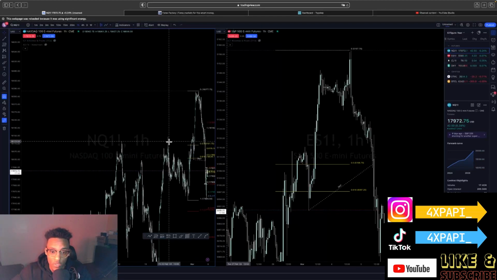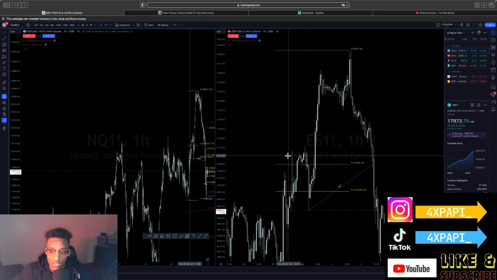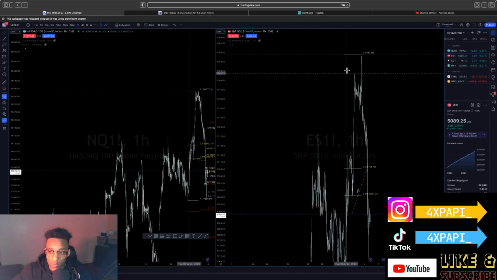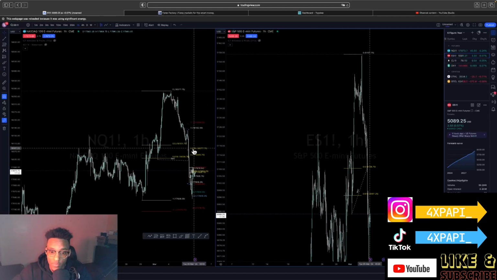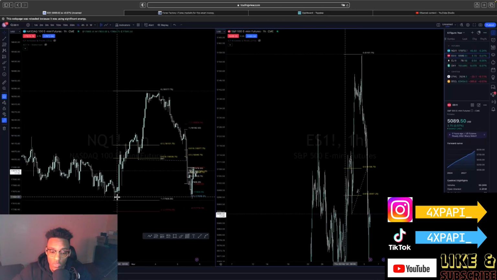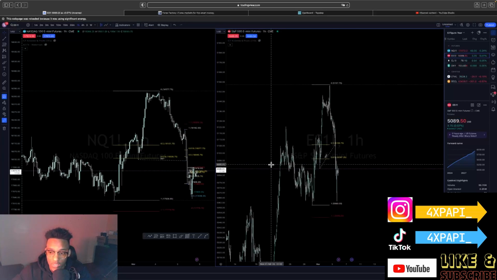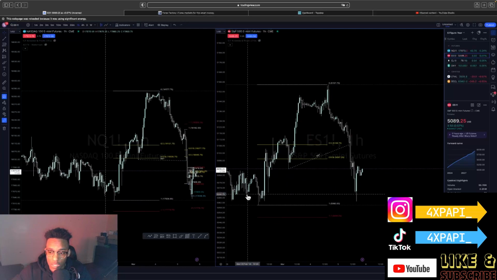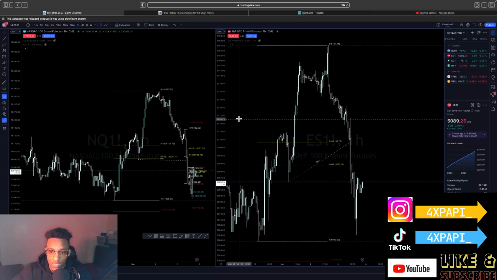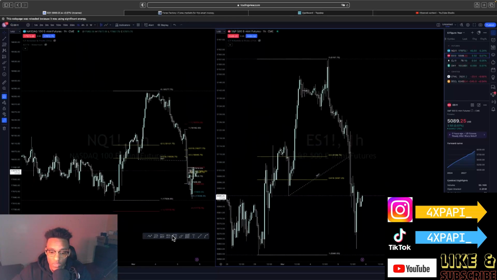Notice on NQ, displacement through the highs. And ES, same thing, displacement through the highs. So I just drew our Fibonacci for this price leg to go back to equilibrium, and then did the same thing on ES. And what I noticed on ES was that we had our 1 hour fair value gap sitting here.